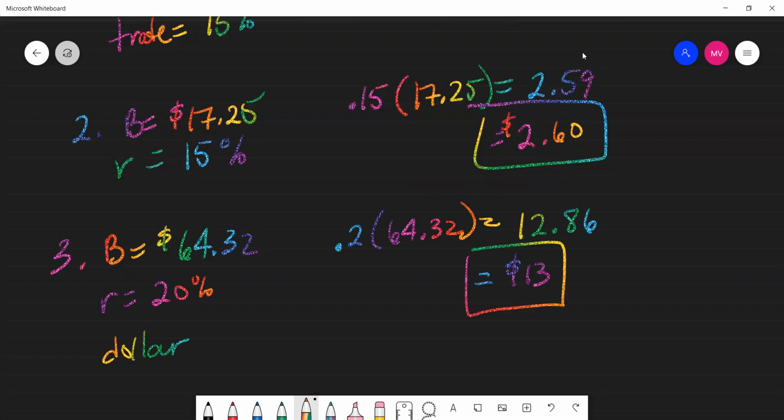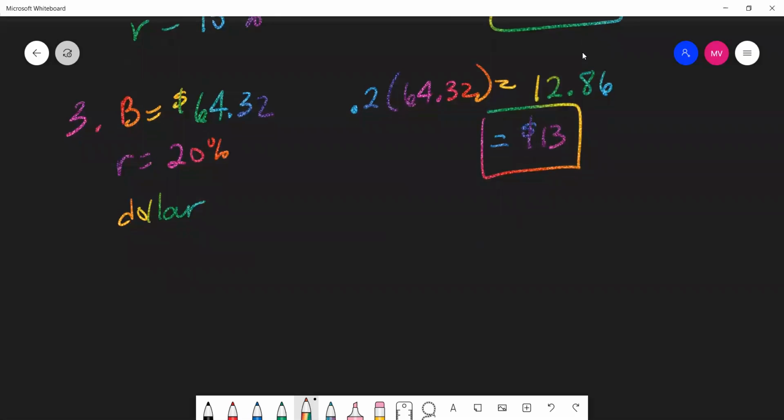All right, number four, last one for this section, tells us that $78.19 is the bill, that the rate is, let's see, 18%, so 0.18, and we need to round it up to the nearest quarter.